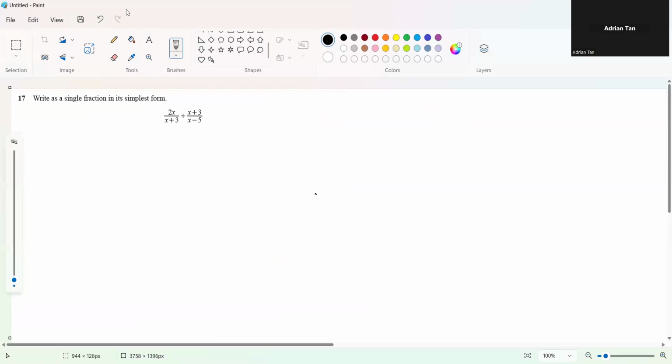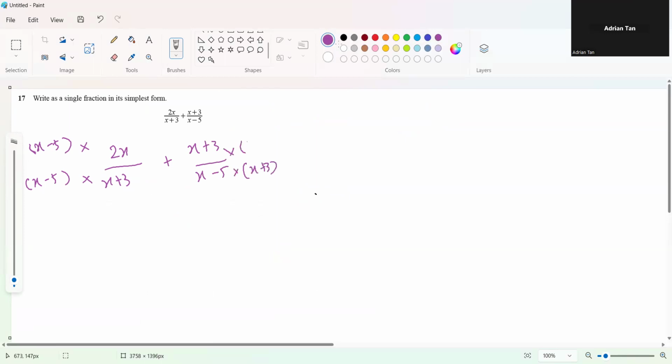So write as a single fraction in its simplest form. So we have 2x over x plus 3 plus x over x minus 5. So from here, work with the denominators first. So we have 2x over x plus 3, the whole thing, numerator and denominator multiplied by x minus 5, we borrow. And as for the other side, we will multiply both sides by x plus 3, sorry.